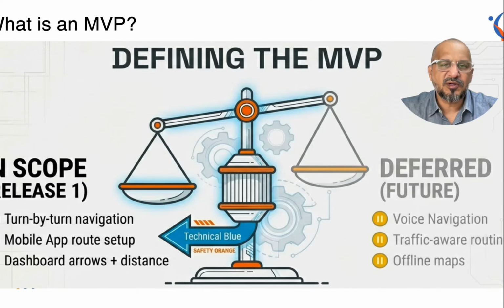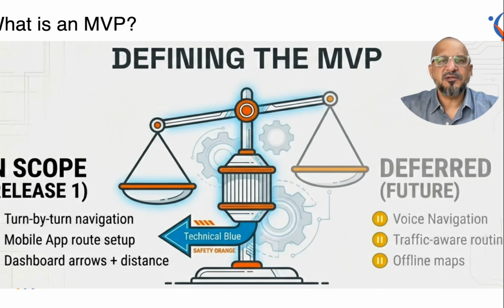No offline maps, no traffic, right? It shows those red, orange, those traffic things. We'll do it in the later version. Right now, we will give our users turn by turn navigation and complete mobile app route setup. So you don't need to set up the route on the vehicle. You can set it on the mobile app and say send to the vehicle. It gets sent and you start.